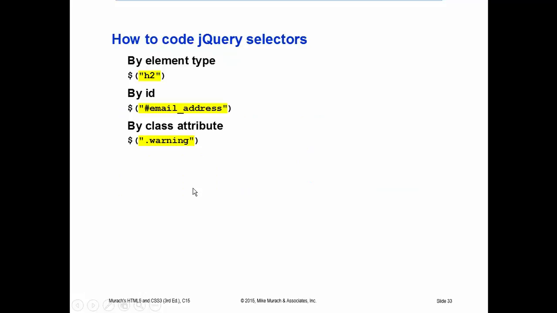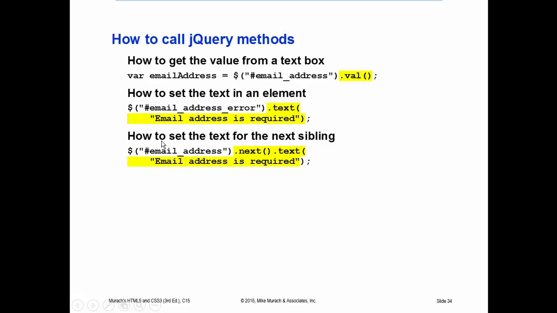All right. Now, if we look at this, there's a lot of stuff in this slide, even though it's a small slide. jQuery also uses that $ alias. Don't worry about what it's used for, it just uses it. What this says in English is select all H2 tags. This says select anything with an ID of email address. This says select anything with a class of warning. You're going to see more and more examples of this as we go on.